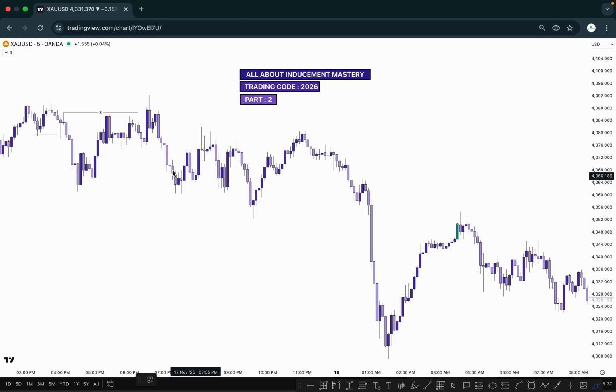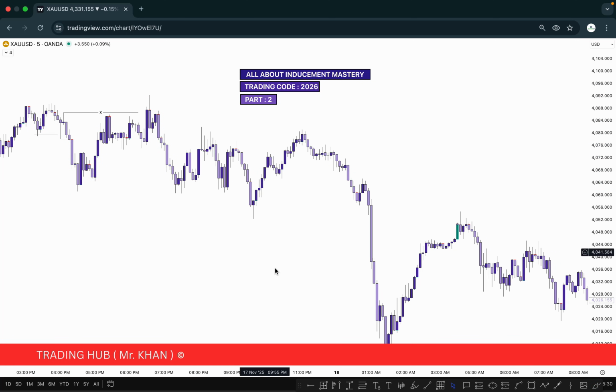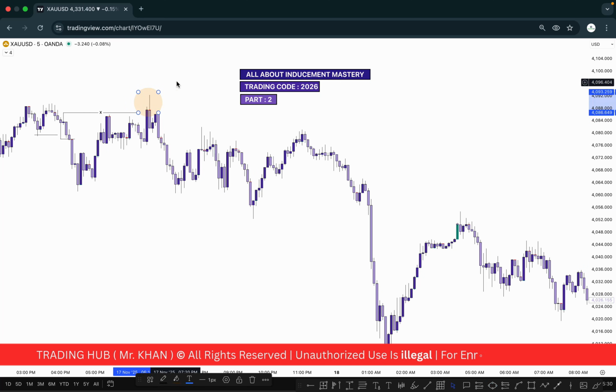Why are we marking this one? Because the market created the first pullback here and the second pullback here, and the market pushed downside, and later the market took out the inducement. That's why we consider this our valid inducement, and this is our bearish inducement, and we can mark it like this.